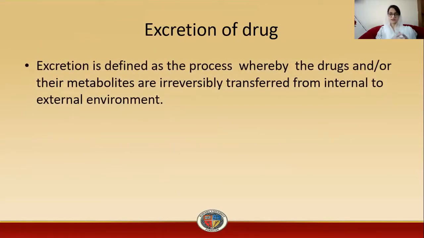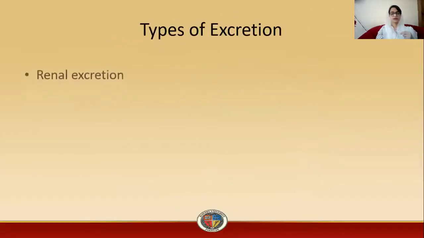Next is excretion of drug. So what is excretion? Excretion is defined as the process whereby the drug and or their metabolites are irreversibly transferred from the internal to the external environment. So what happens in excretion basically? Once the drug is metabolized, where do the metabolites go? They get eliminated from the body, or you can say excreted from the internal body to the external environment. And there are many routes of elimination through which the drug gets excreted from the body. So what are these routes? We'll see. There are two types of excretion.